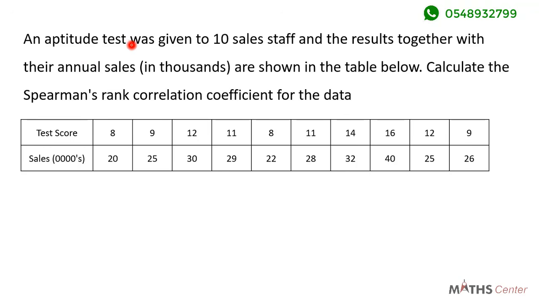An aptitude test was given to 10 sales staff, and the results together with their annual sales in thousands are shown in the table below. Calculate the Spearman's rank correlation coefficient for the data. In the table, we have the test scores and we have the sales in thousands. We are going to use this information to calculate the Spearman's rank correlation coefficient.